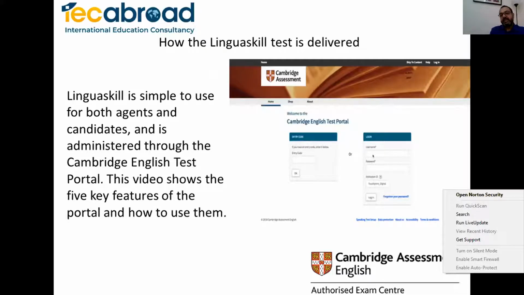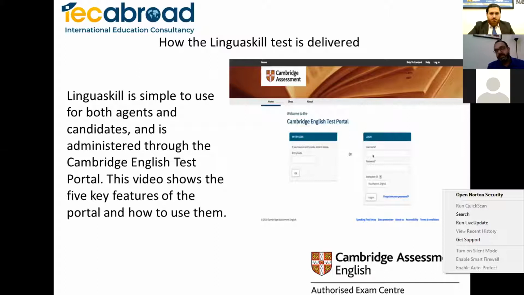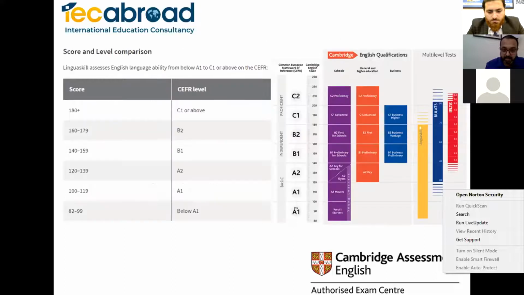Yes, it is very easy to administrate and work with, both for the single user and for the institute as well. We as an exam center will implement Linguaskill at your center. We will provide you the user ID and password so you can easily administrate all of your candidates who would like to attempt it.